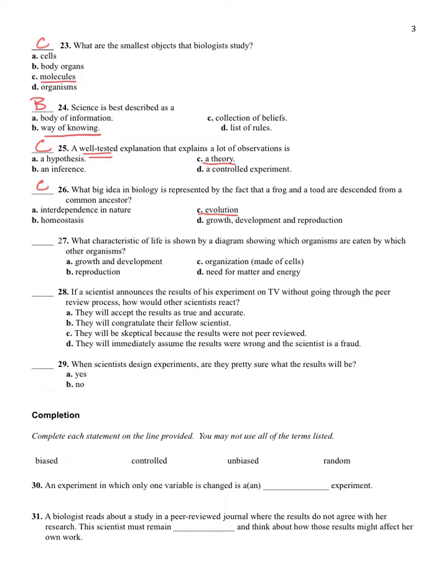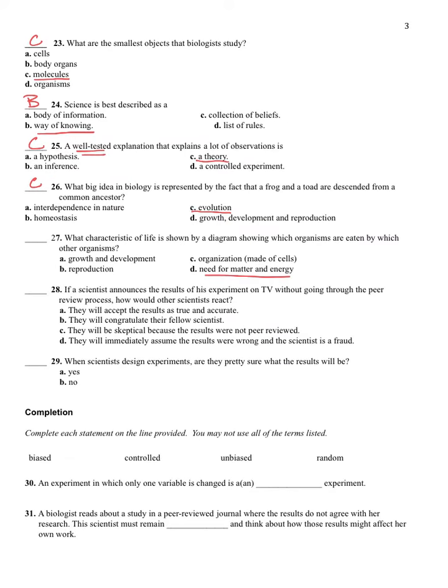Number 27. What characteristic of life is shown by a diagram showing which organisms are eaten by others? So if you think about what that question means, it's asking about what relationships are shown in something like a food web. And what that shows is a need for matter and energy. It shows how energy moves from one organism to another through an ecosystem. So this is letter D.